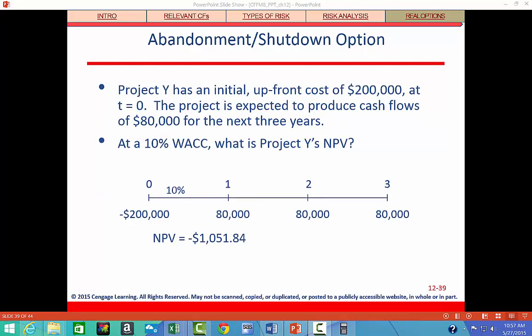So let's look at an example of an abandonment option. We've got a cost of $200,000 at time zero and a project that's supposed to produce cash flows of $80,000 for 3 years. The weighted average cost of capital is 10%, and they computed the NPV and got a negative NPV. So this looks like a project that we would reject because it's taking away value from shareholders.